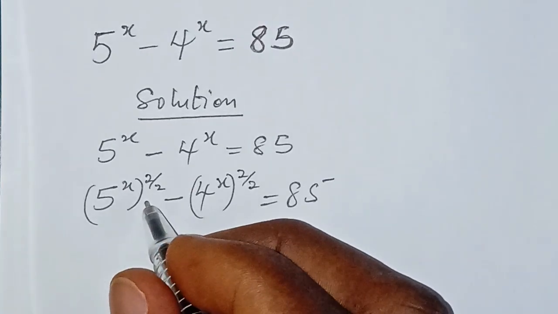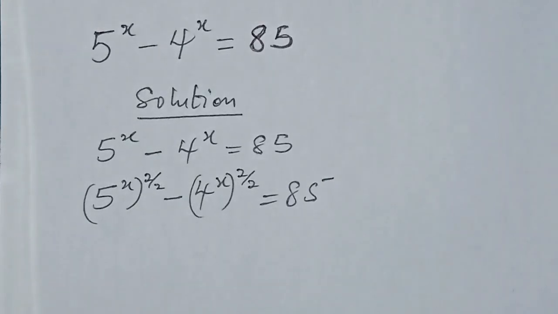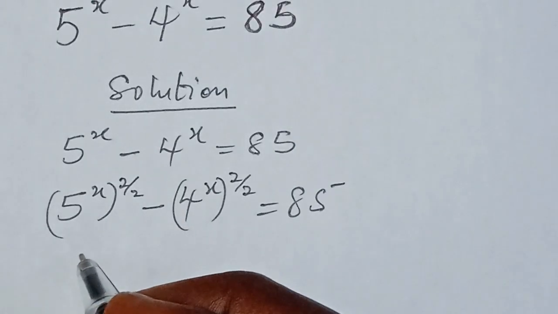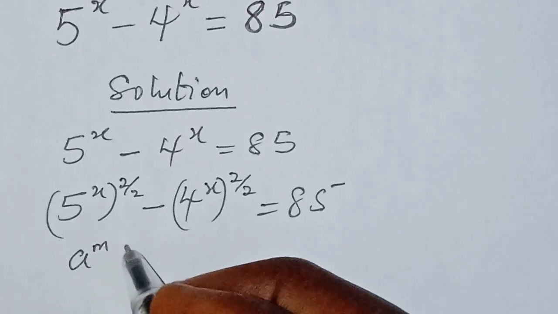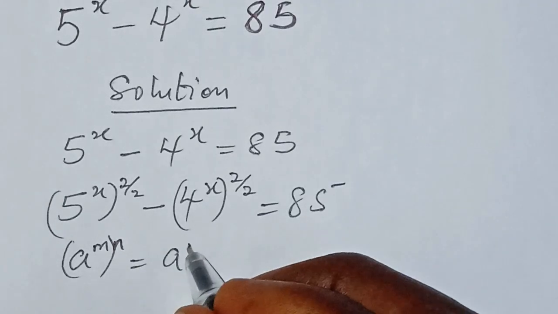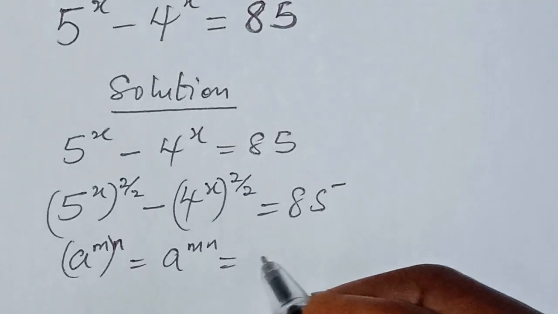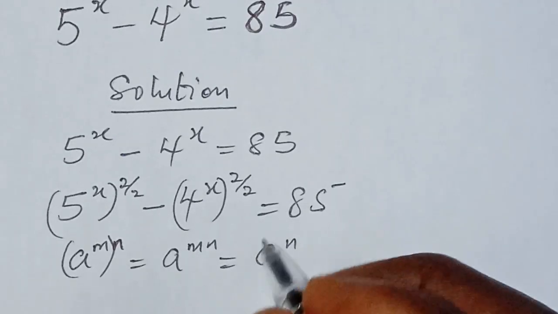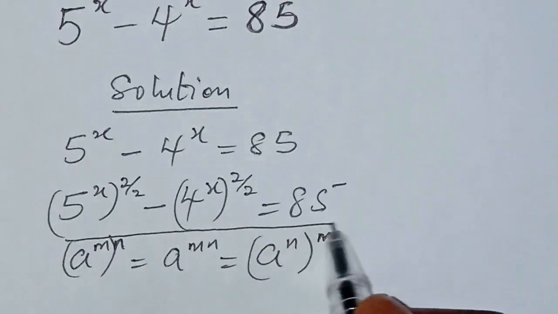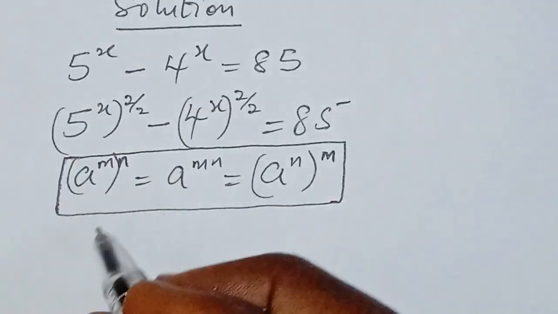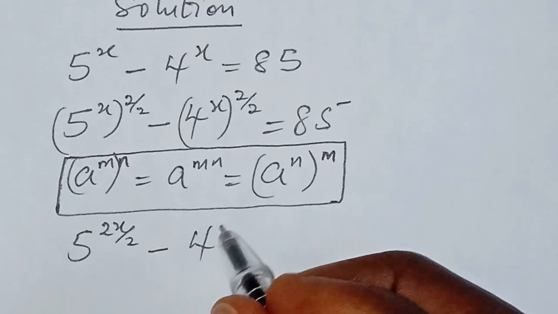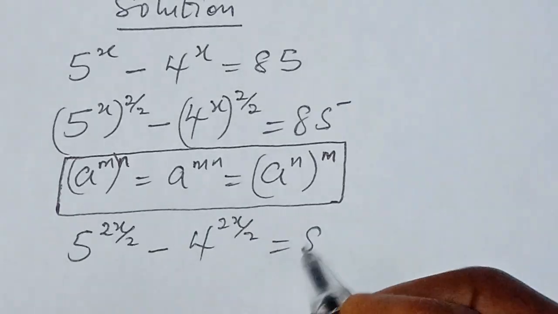Now from here, what we need to do next is to use this identity: (a raised to the power m) raised to the power n is written as a raised to the power m multiplied by n, which is simply written as a raised to the power n times m. So we transform this using this identity. The next step becomes 5 raised to the power 2x over 2 minus 4 raised to the power 2x over 2 equal to 85.